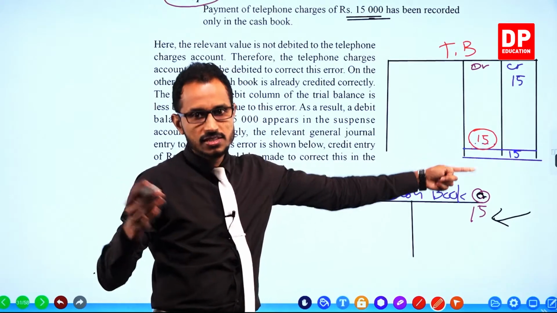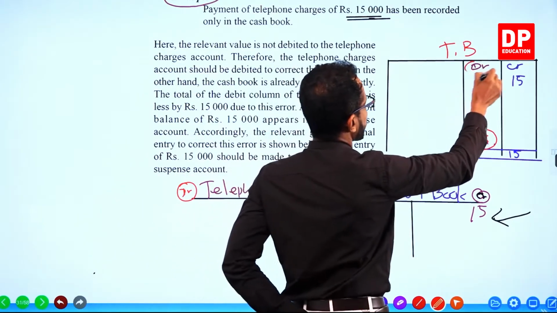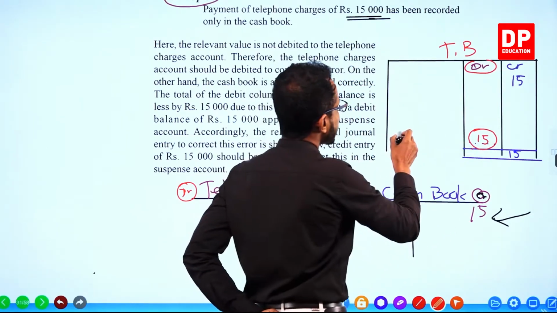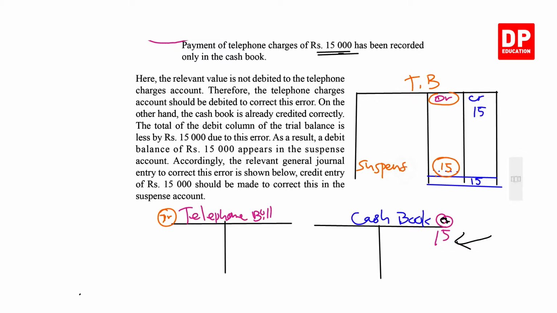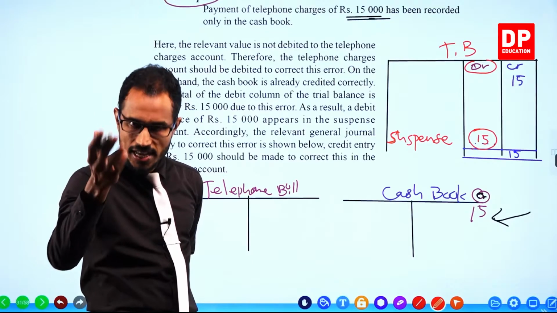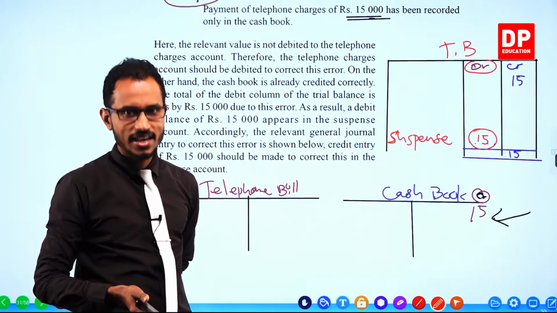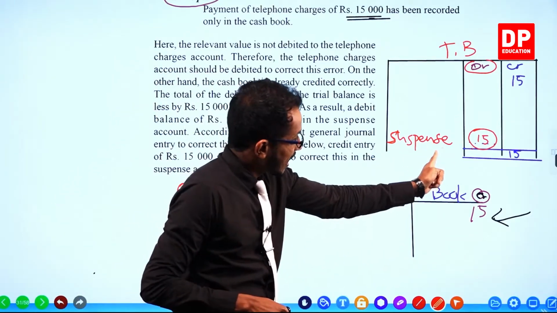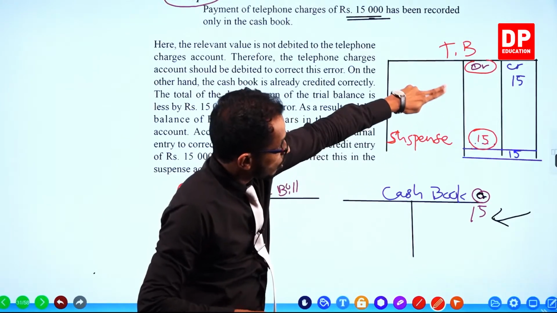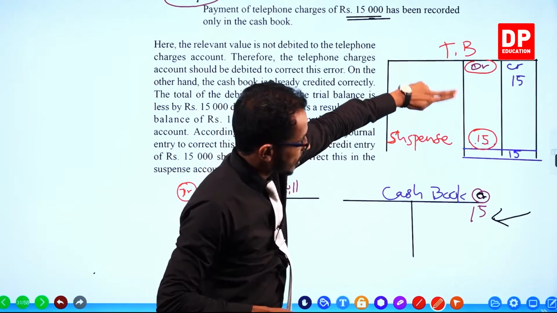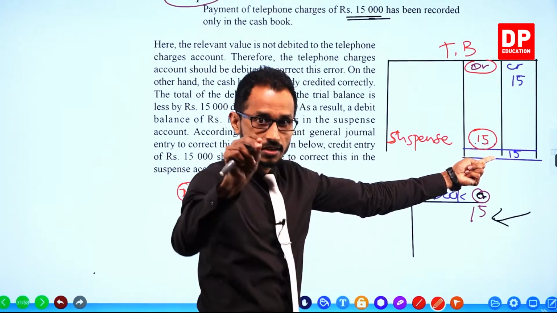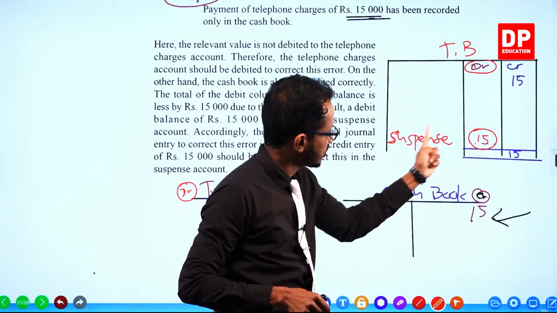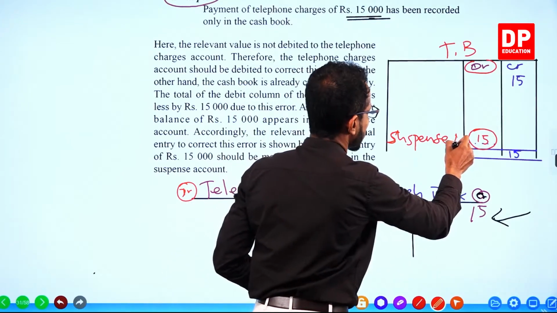This 15,000 is the shortage. Shortage is in the debit side, right? So we enter that 15,000 as suspense. That's what we normally do. You get what I'm saying? Yeah, I can see everybody's nodding. Okay, good. What is done here? The shortage is found, shortage is calculated, and the shortage is entered by our hand to the trial balance. And that shortage is named as suspense account, okay?